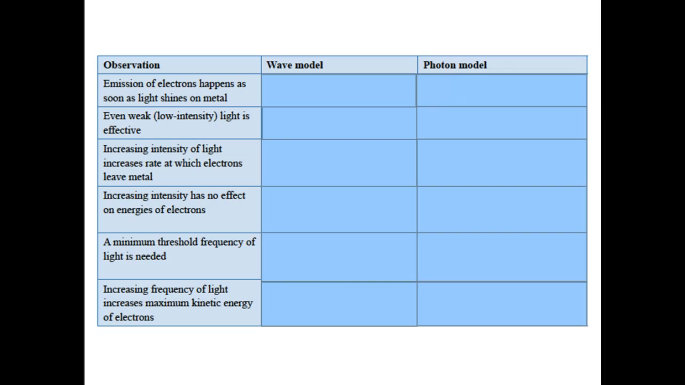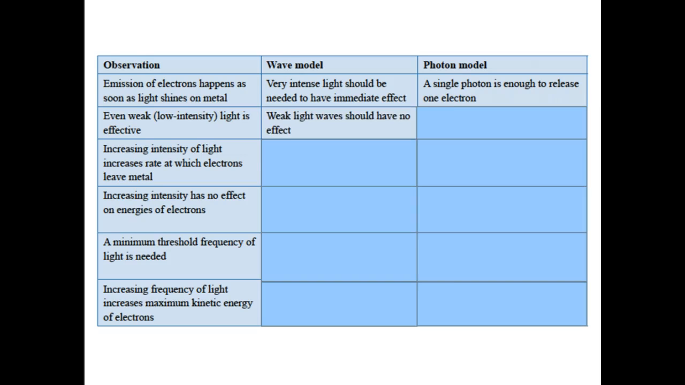So emission of the electrons happening as soon as the light shines on the metal. Well, for the wave model, intense light should be needed in order for it to be an immediate effect. But with the photon model, a single photon is enough to release that one electron. Second observation is that even low intensity light is effective. Well, by the wave model, low intensity light shouldn't have any effect. But with the photon model, low intensity means that there are fewer photons. It doesn't mean that the photons are lower energy, so that works just fine.